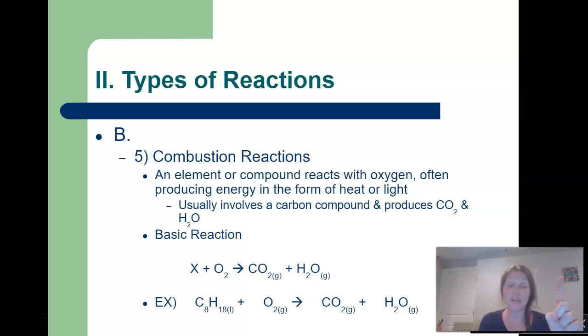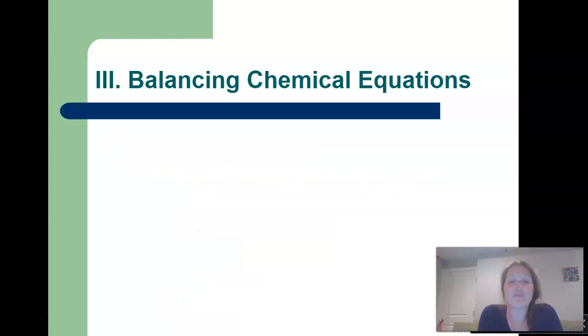Combination: multiple things come together to make one. Decomposition: one thing breaks down into multiple. Single replacement: we have a singular element flipping spots with the metal in a compound. Sometimes it can be the non-metal. Double replacement: 2 compounds flip their metal ions. And then the combustion reaction.